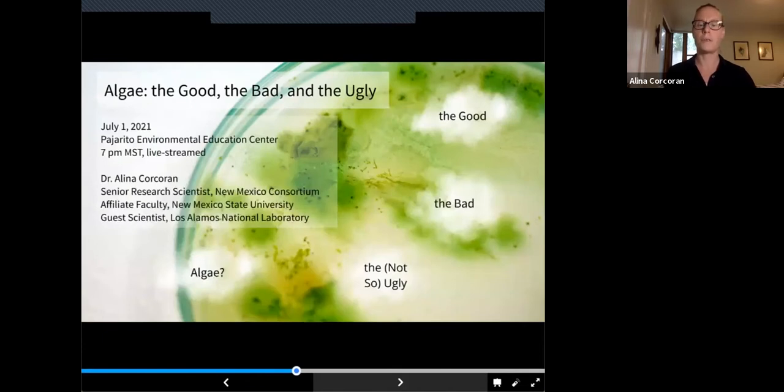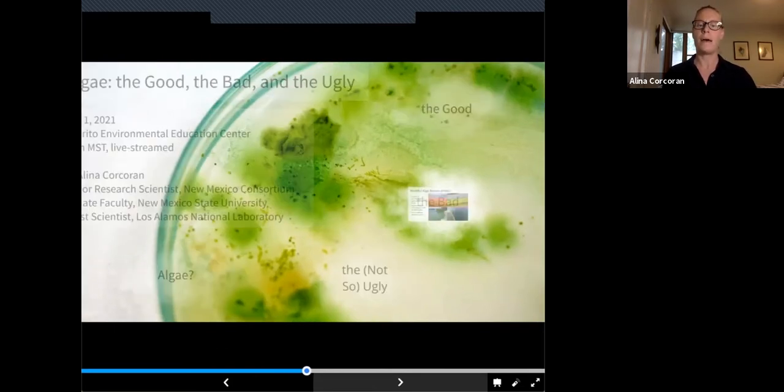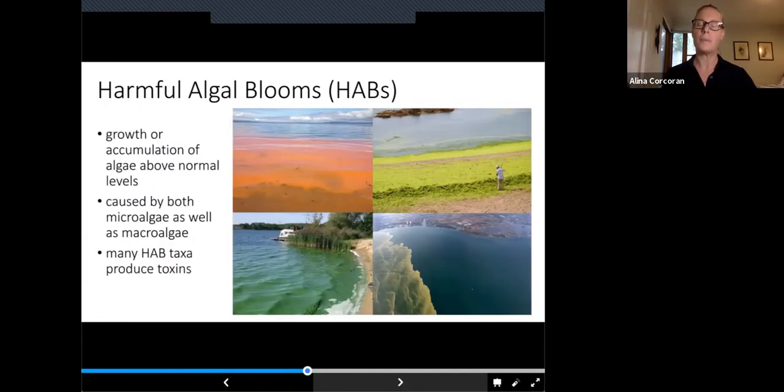With that, I'm going to turn to algae that we really don't want to see, that we're not excited about, the bad algae. These are harmful algal blooms. A harmful algal bloom is the growth or accumulation of algae well above normal levels. These blooms are caused by both microalgae as well as macroalgae. Many taxa produce biotoxins that can be harmful to the environment and to humans. These images are just of different blooms across the planet, microalgae as well as macroalgae.